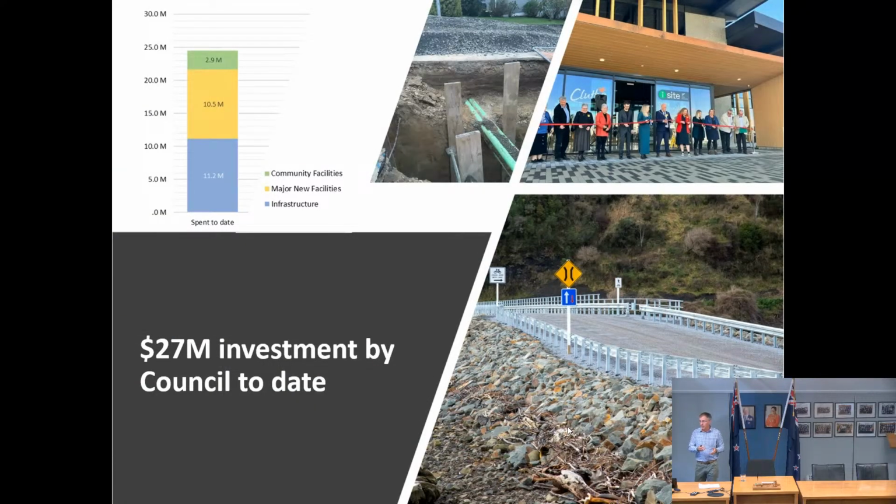Alongside that, there has been roughly, by my count, about a $27 million investment by council so far, and that's probably a little bit small. Broken down, about 11.2 million of that has gone towards infrastructure type projects, generally council led. About 10.5 million towards major new facilities. So, Diploma is a good example of that. And then there's another almost 3 million at the top there, which is just other community facilities.